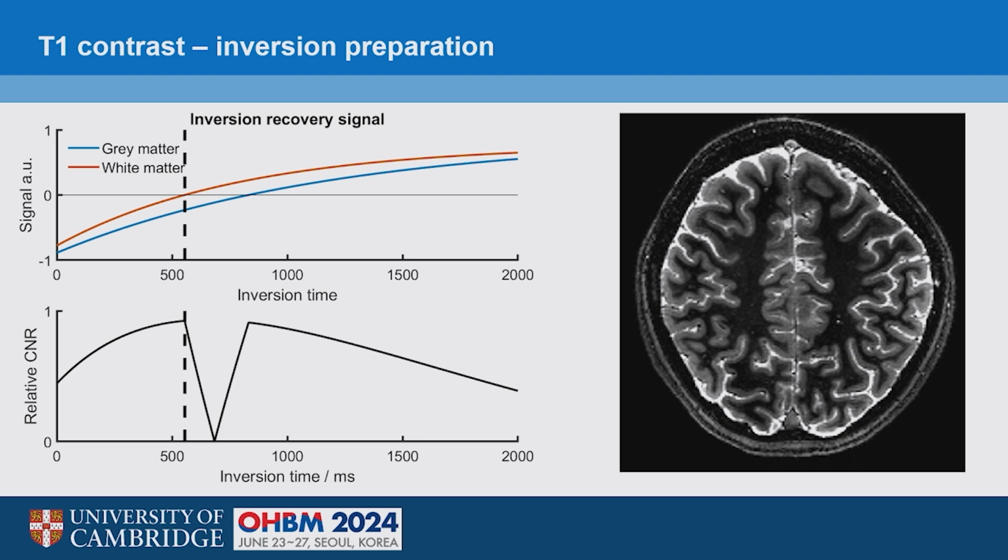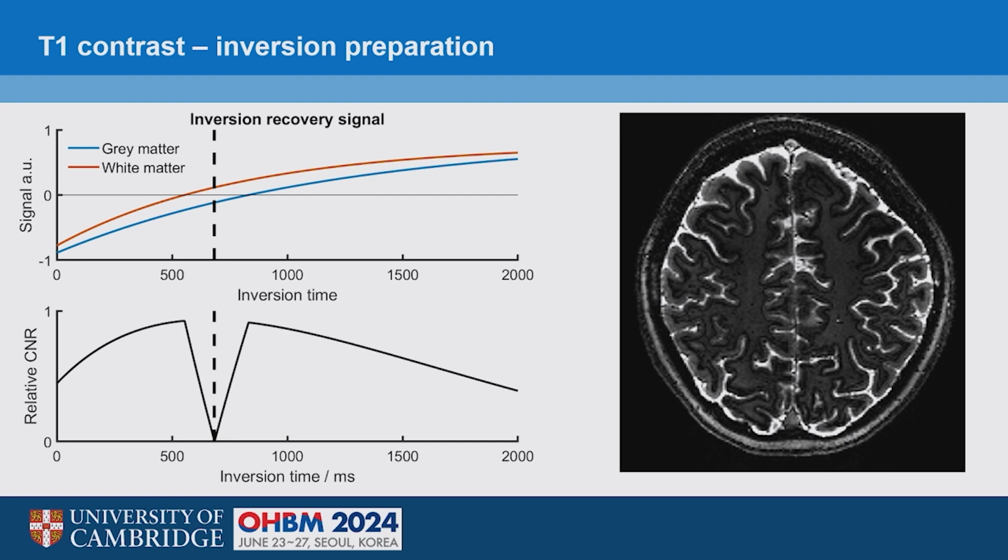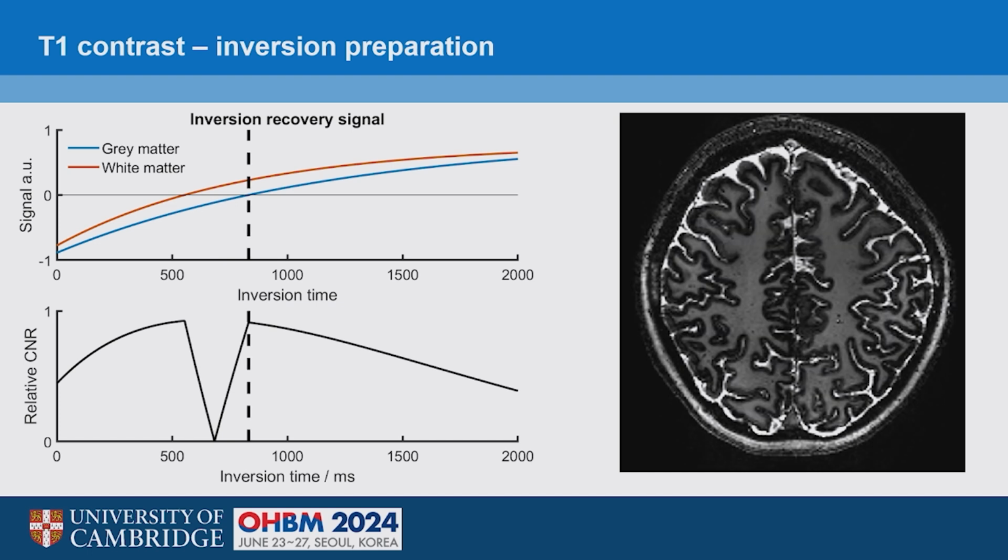If I chose it here, there is no contrast between the grey and white matter. This would be a much less useful time to choose. Mostly, with these images in humans, we'll choose the time around here so that we're nulling the signal from grey matter and we have bright white matter.